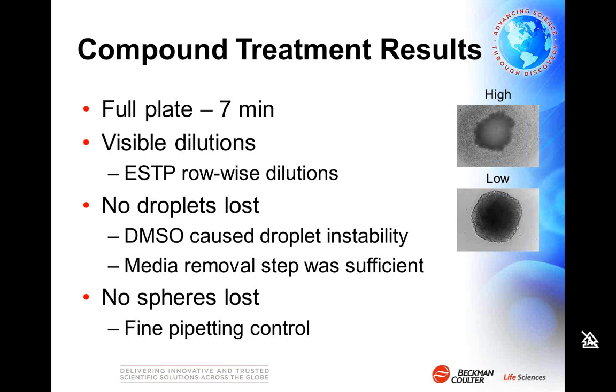No droplets were lost during the pipetting, and this was actually a slight challenge. Due to the more inherent resistance of these 3D cultures to these apoptosis inducers, we had to start at fairly high concentrations, and that translated into high amounts of DMSO in the media. We found that this amount of DMSO was sufficient to change the surface tension, and the droplets became a bit more unstable. But because we used the media removal step previously, the final 40 microliters in the presence of DMSO was still sufficient to keep the drops in the hanging drop fashion. In addition, we did not lose any spheres during the pipetting step, again due to the fine pipetting control that we're able to achieve with the automation.